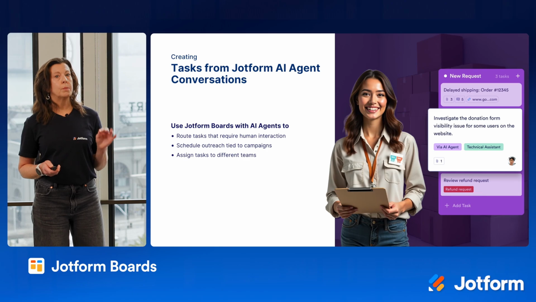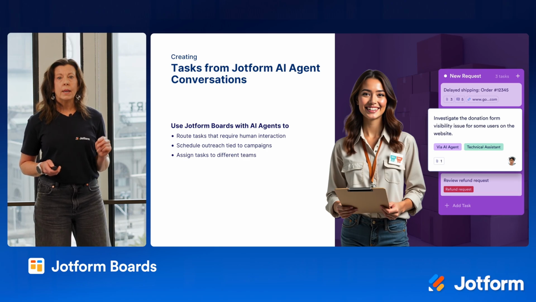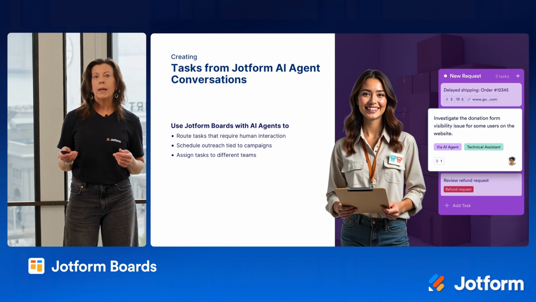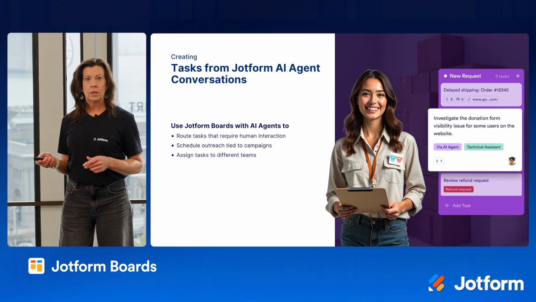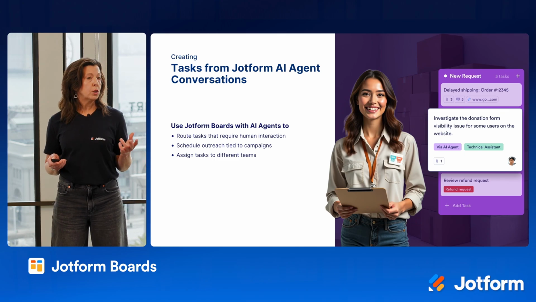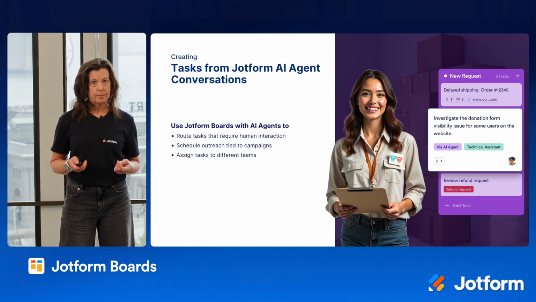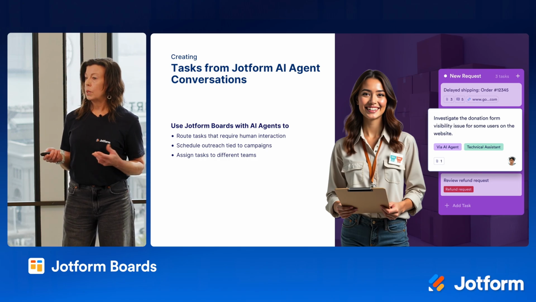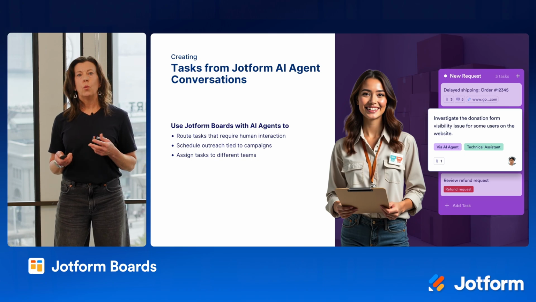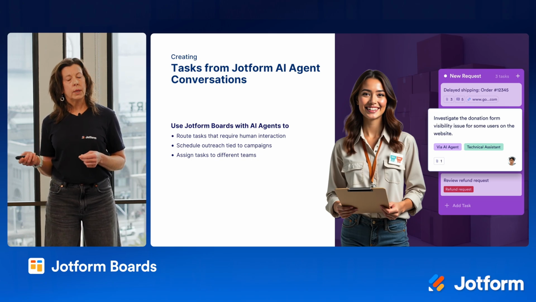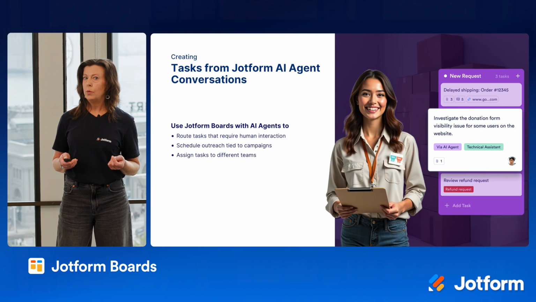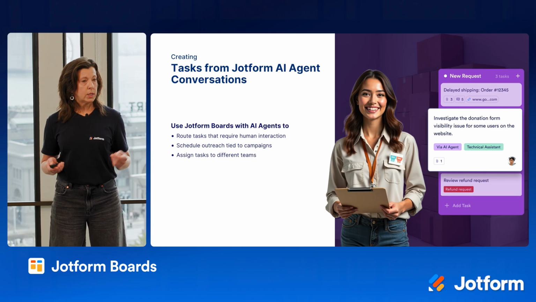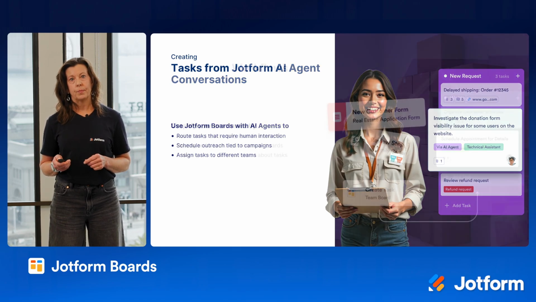If the visitor wants to make a one-time donation, the AI agent can help them complete the payment and add the interaction as a task to the appropriate board. This could include sending a thank you note and adding a donor to your annual giving campaign. Should the visitor express an interest in becoming a member, the AI agent can walk them through that process and then create a task to send them a personalized thank you note, welcome gift, and invitations to member-only events.